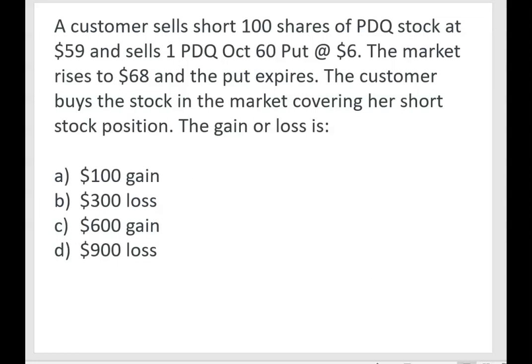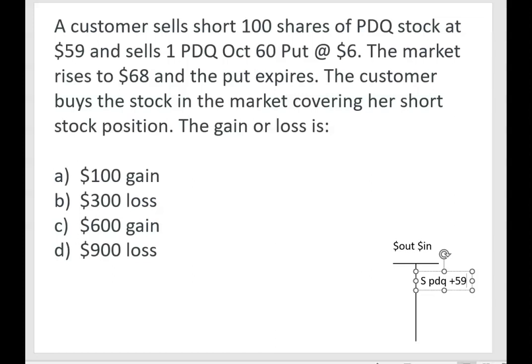Okay, let's see. 1, 2, 3, 4, 5, 6 so far. Okay, good. Let's work this one up. All right, customer sells short 100 shares of PDQ stock at $59. So we'll put that on the money in column. Sell PDQ for plus 59.